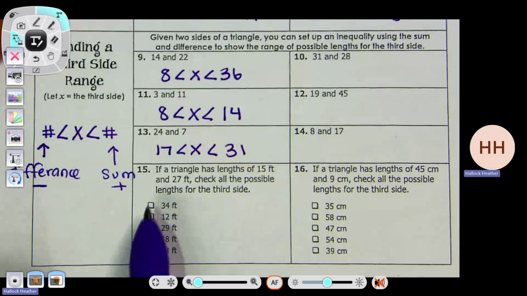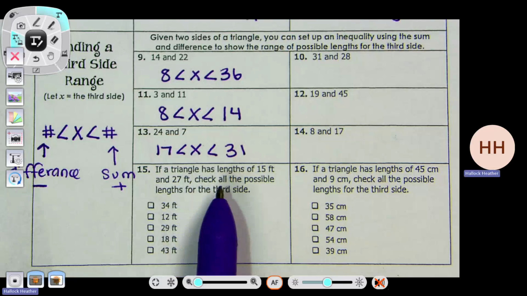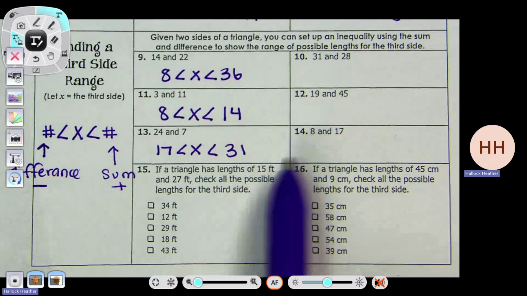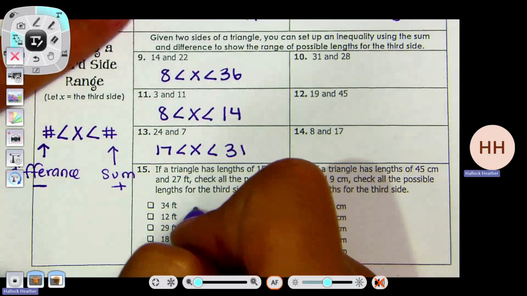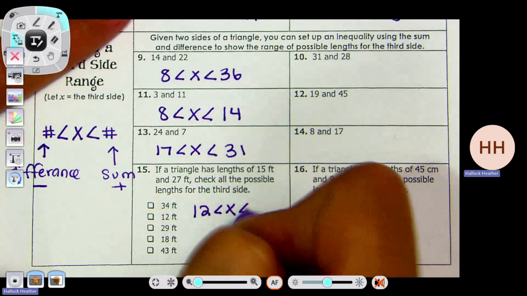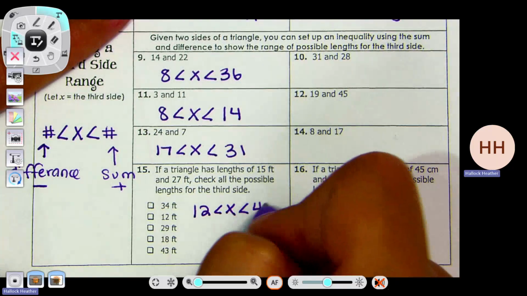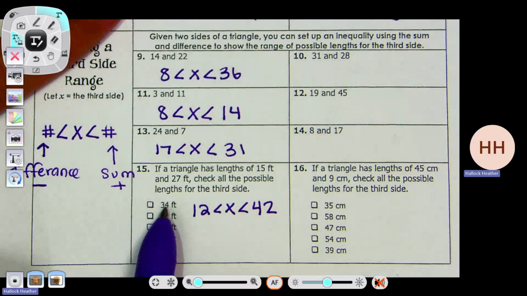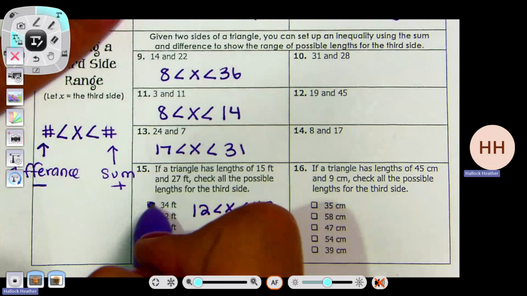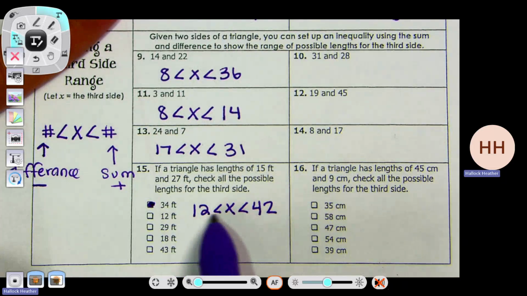So 15, the next one says, if a triangle has the lengths 15 and 27, so those are my two sides, check all the possible lengths for the third side. If I subtract 15 and 27, how much do I get? 12. And if I add them? 42. So I'm going to choose all the numbers that fall between. Does 34 fall between those two numbers? Heck yeah. Does 12? No, it doesn't, because it's not 'or equal to.' Remember that little line that would be underneath? So 12 does not count.